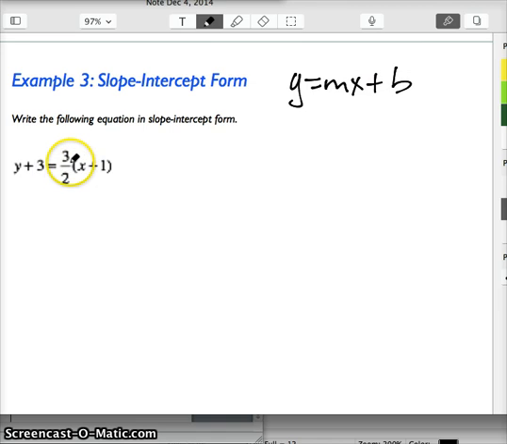So I'm not even going to trouble myself with the 3 over 2. First thing I'm going to do is just get y by herself. That means I'm going to subtract 3 on both sides. So I'm left with y is equal to 3/2 times the quantity of x plus 1 minus 3.